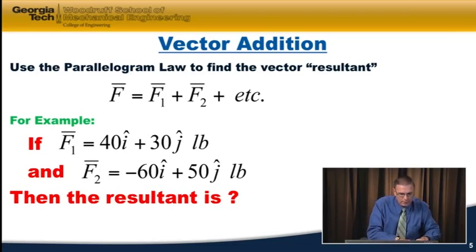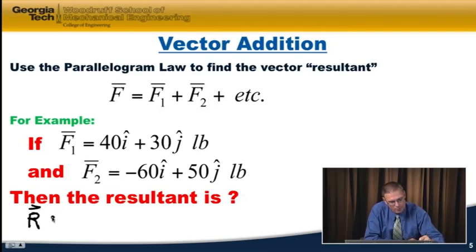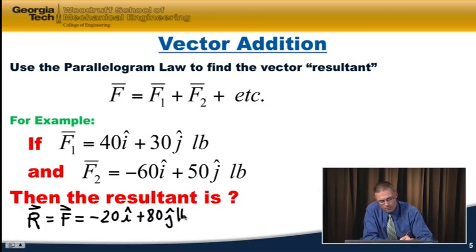Okay, let's go ahead and look at the resultant. Very simple to do. The resultant force, let's call it R for the resultant, or we could call it F. I mean, we can label it whatever we'd like, but the x component, or the i component, is 40 minus 60, or minus 20 in the i direction. And then we add the j components, and so 30 plus 50 is 80j pounds.